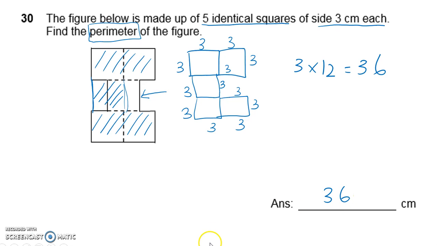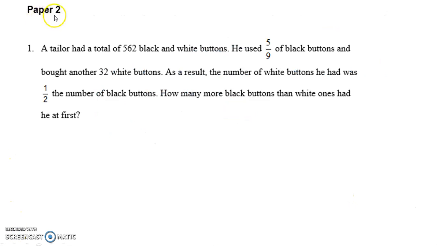Alright, let's move along. Okay, paper 2, question 1. A tailor had a total of 562 black and white buttons. He used 5/9 of the black buttons and bought another 32 white buttons. As a result, the number of white buttons he had was half the number of black buttons. How many more black buttons than white ones had he at first?